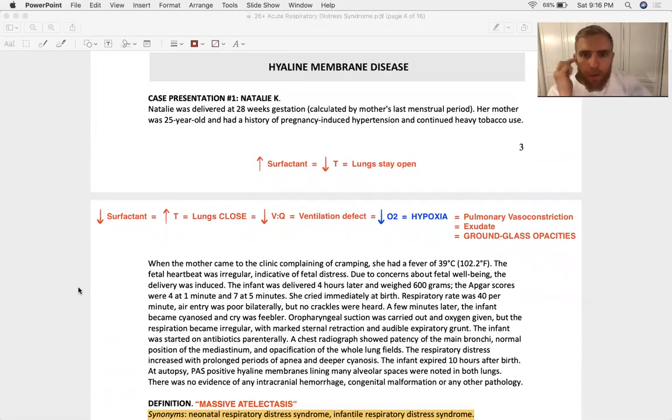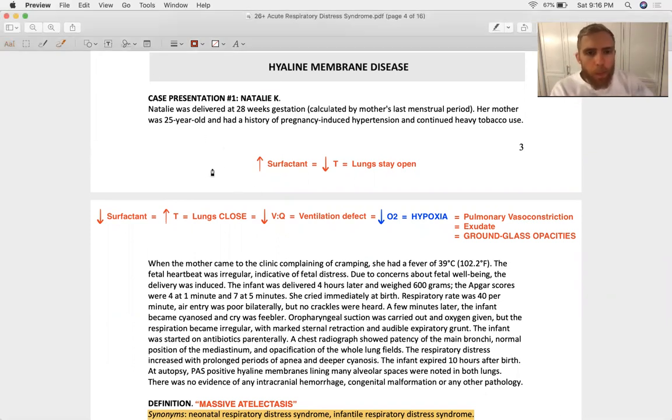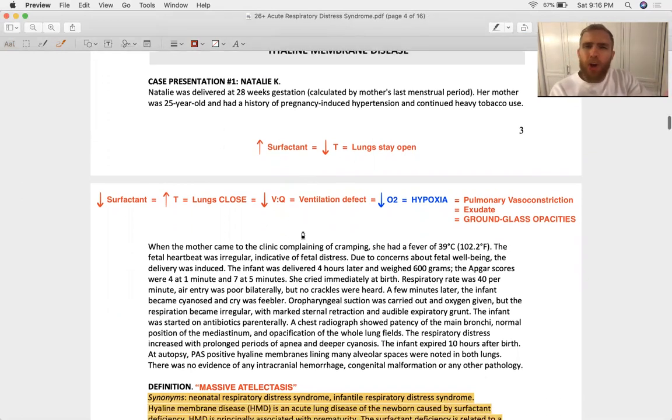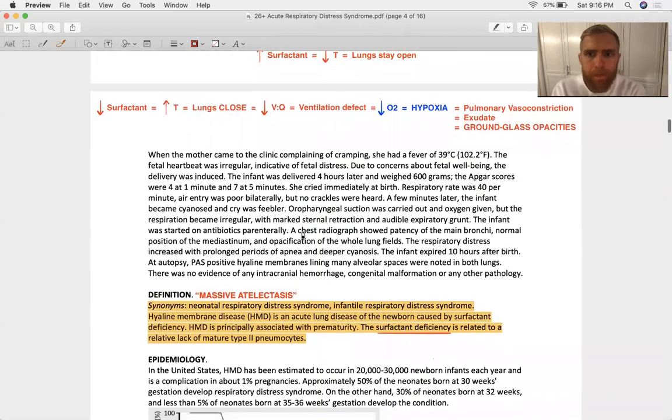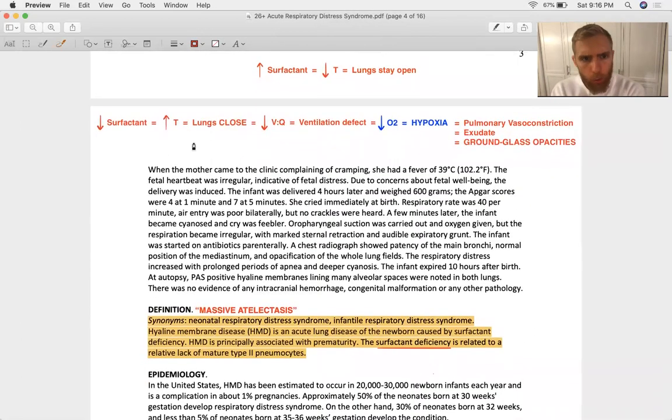Hyaline membrane disease, infantile respiratory distress syndrome. So we know that surfactant helps the lungs stay open. So what happens when you don't have enough surfactant? Well, the lungs are going to close because alveoli are going to collapse, right? And so you add those up and maybe 1 million alveoli collapse. And so that leads to a ventilation defect.